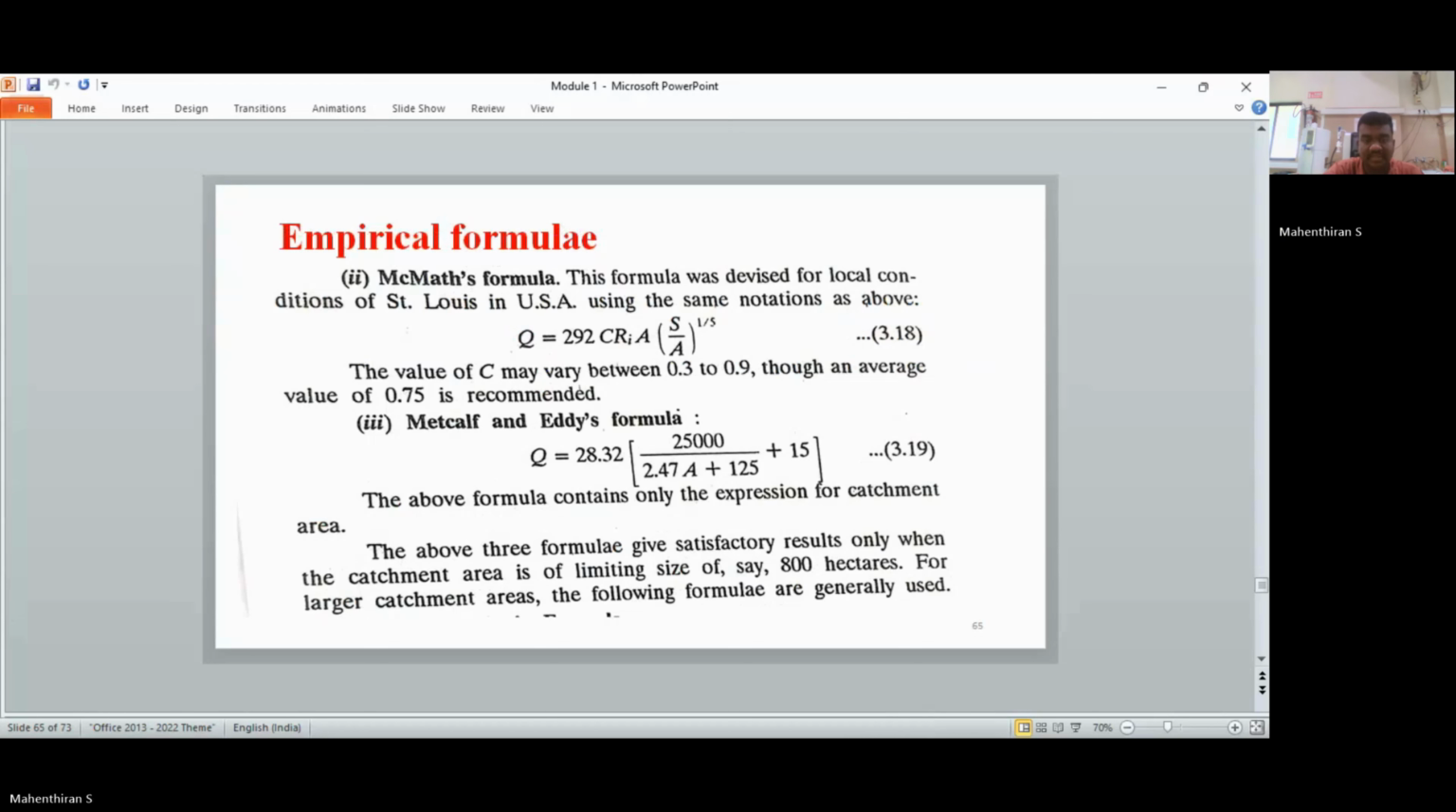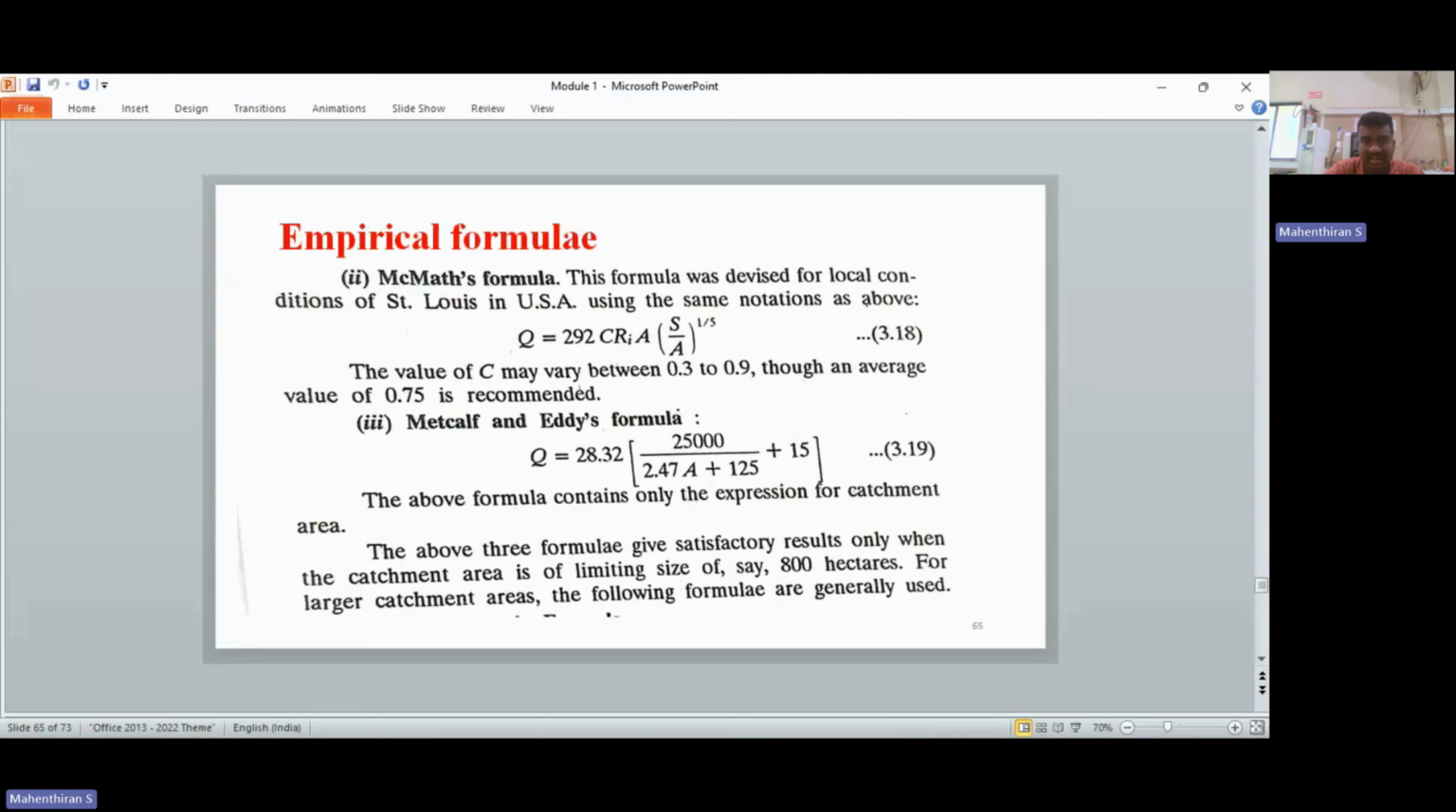St. Louis catchments. Here also you will notice that McMahon's formula looks very similar to the Berkeley-Ziegler formula, which we have studied earlier. Now we will compare the two formulas. The Berkeley-Ziegler formula has a constant of 296, whereas the McMahon formula has a constant of 292. The exponent of the Berkeley-Ziegler formula is 1/4, the fourth root, whereas McMahon's formula is 1/5, that is, a fifth root. Both formulas have the same basic nature.